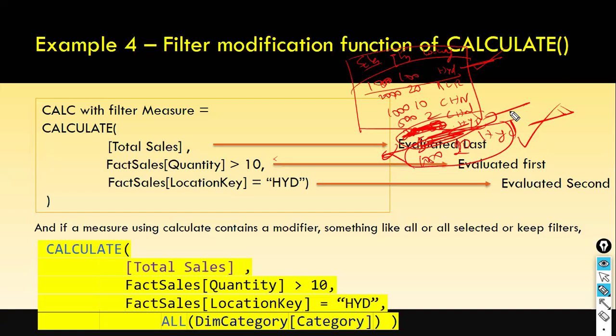Hence, you simply discarded this one. So you end up having 22 records in Hyderabad. So now you do 1,000 plus 1,050, 2,050. So the same, so in this case, what happened?